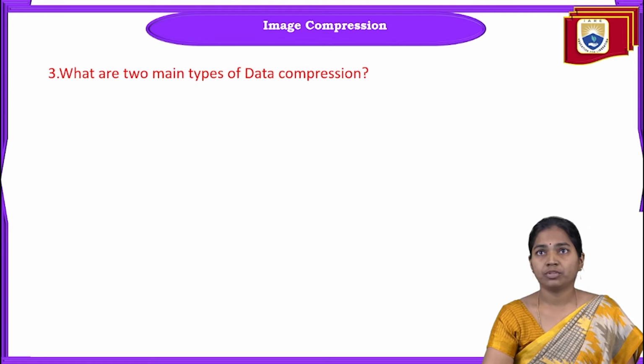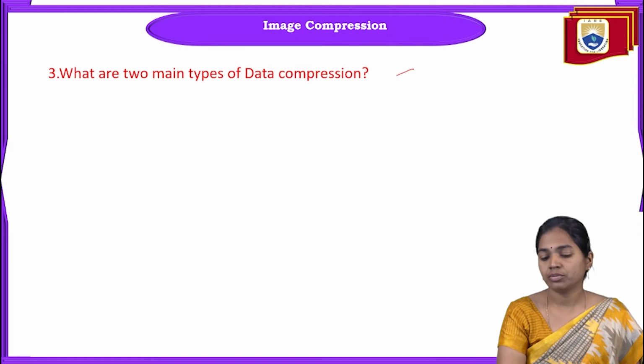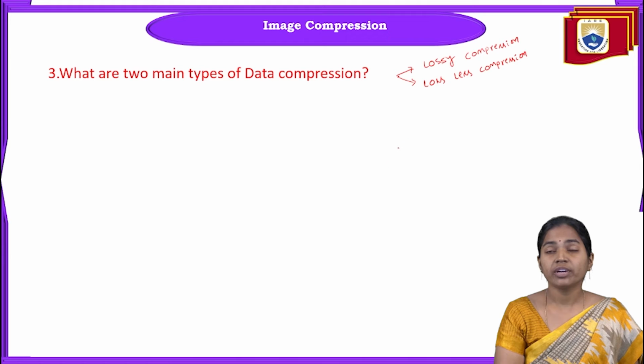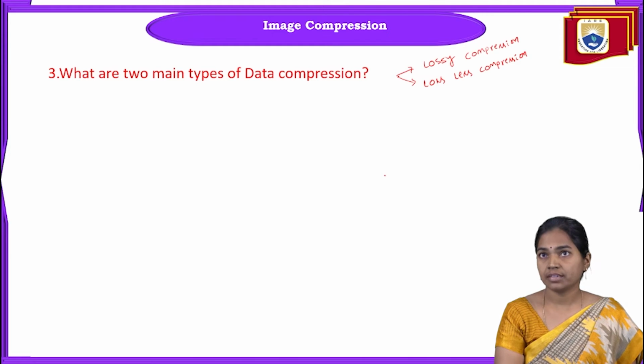What are the two types of data compression? We divide data compression into two types: one is lossy compression, and another is lossless compression. What is meant by lossy compression and lossless compression?